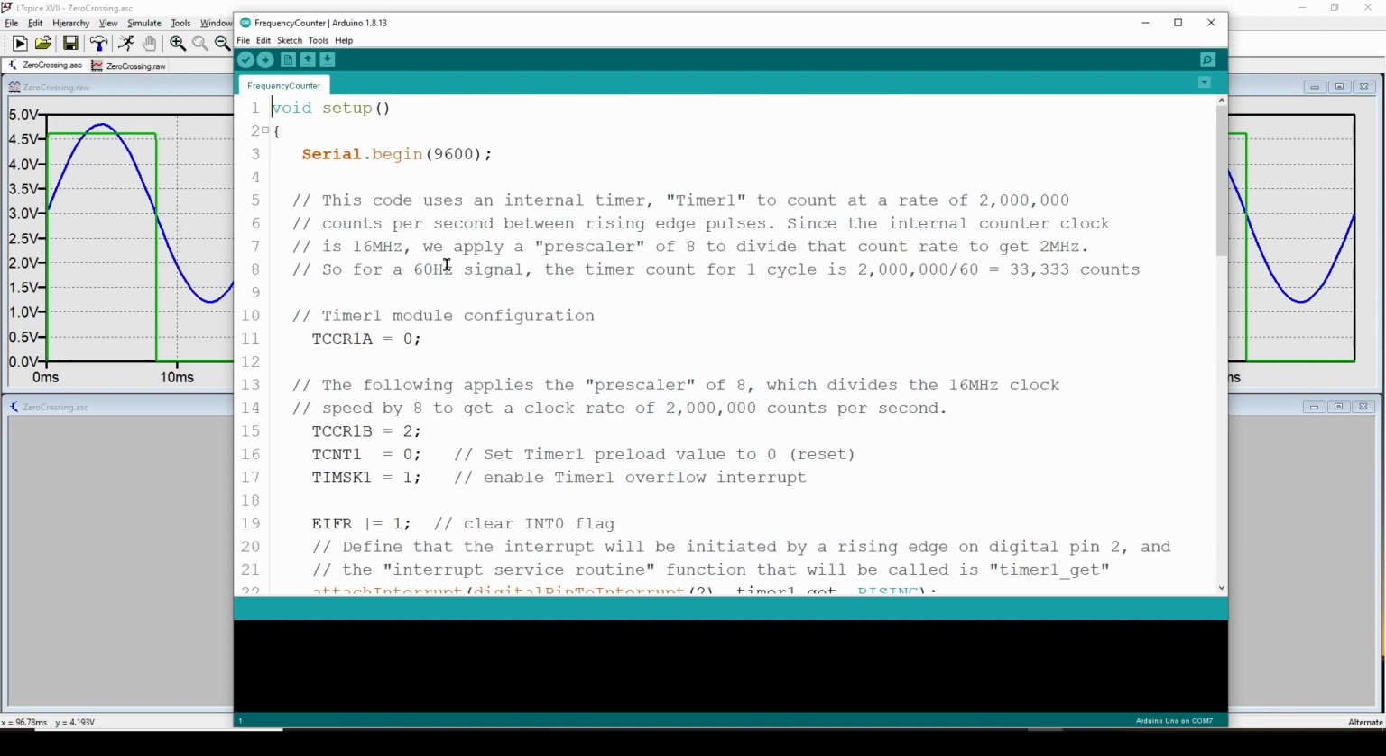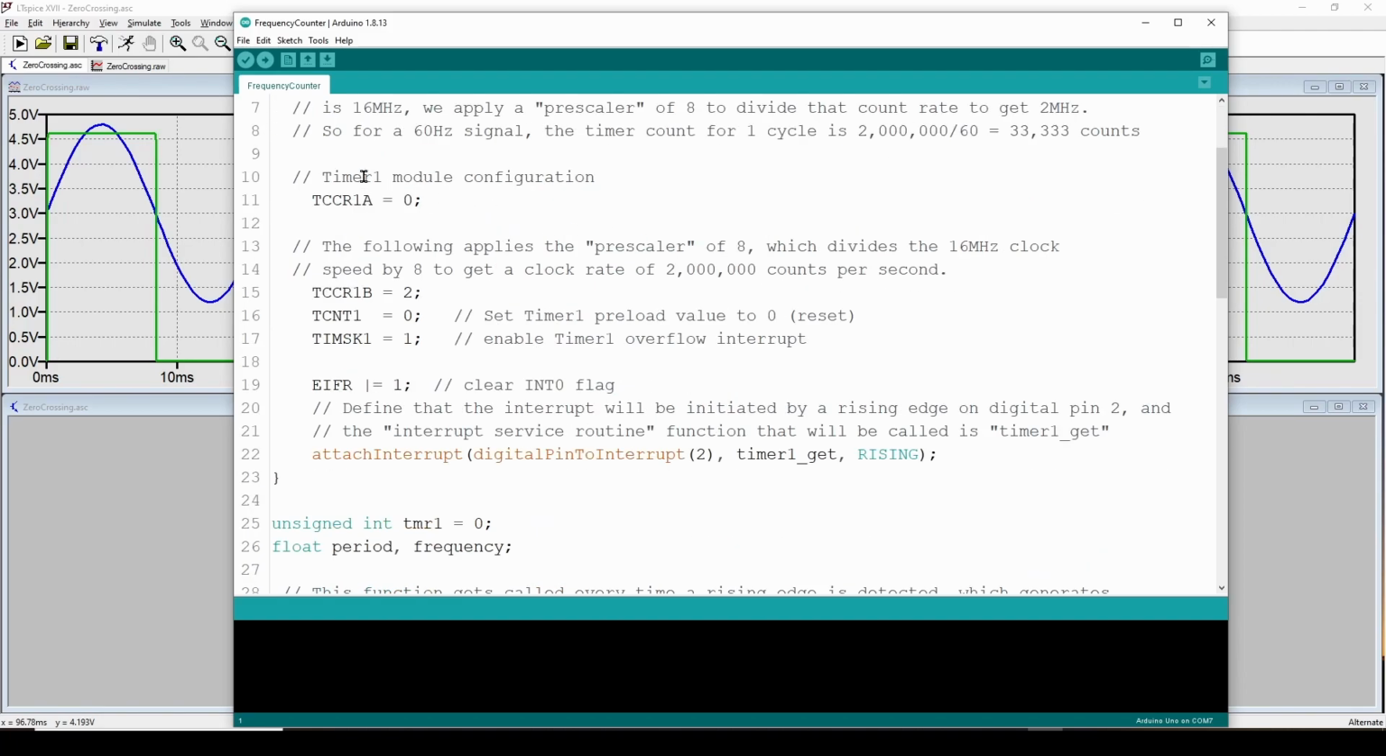So for a 60 hertz signal, the timer count for one cycle should be 2 million, right, 2 megahertz divided by 60, or 33,333 counts between rising edges, okay? So now we know what to expect from this. We're going to expect something around 33,333 counts between rising edges, and that will be 60 hertz, and that's going to change depending on the incoming frequency.